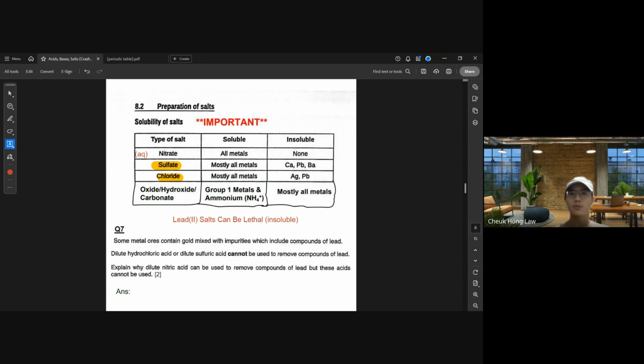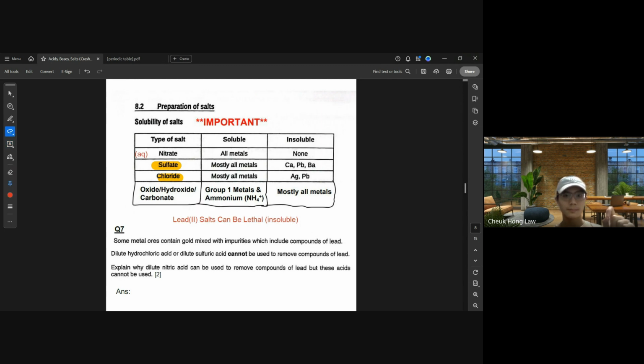So for your insoluble sulfates and chlorides, I use this acronym. Let two salts can be lethal. Okay, so we look at the first two words, lead and salts. L and S. L is for lead, S is for silver. Okay, so lead 2 chloride and silver chloride, they are insoluble.